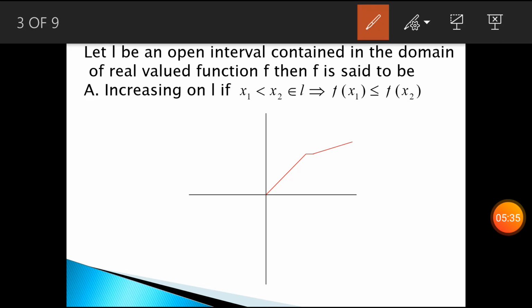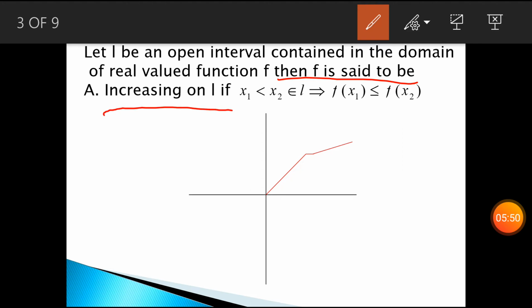Let I be an open interval. Now we are not talking about the whole domain, we are talking about just the interval. Okay, interval contained in the domain of real valued function f, then f is said to be, there are 4 cases. This is the first case.